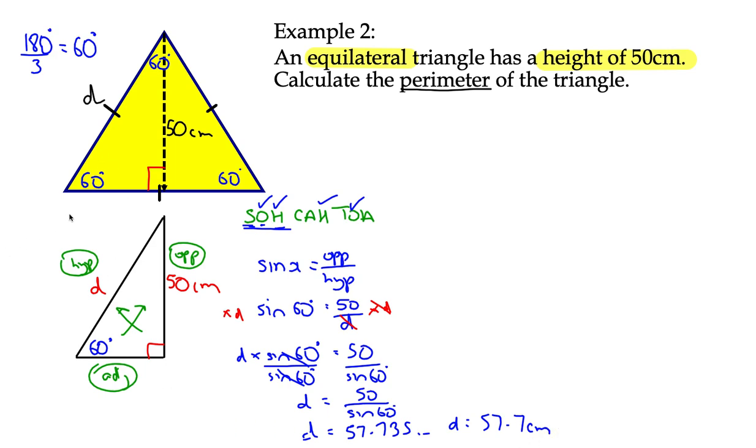Okay. Now, that's not the answer to the question, because the question said calculate the perimeter of the triangle. So, we actually need to answer the question. The perimeter is going to be 57.7 multiplied by 3, which I can work out quite easily. 57.7 multiplied by 3 is 173.1 centimeters.